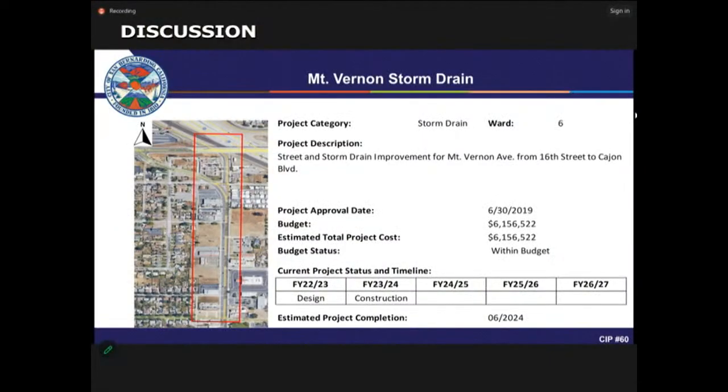The Mount Vernon storm drain project includes street and storm drain improvements for Mount Vernon from 16th Street to Cajon Street. We're almost done with design, and then we'll be putting it out for construction hopefully shortly, and we're estimating completion sometime in 23-24.